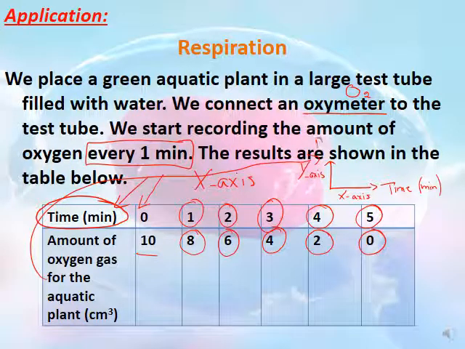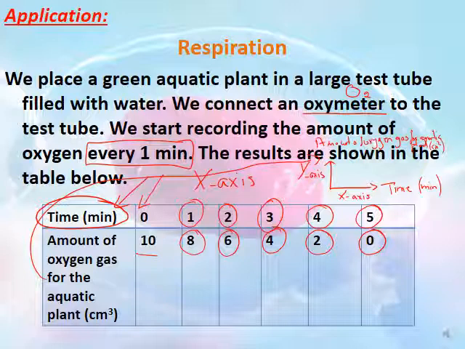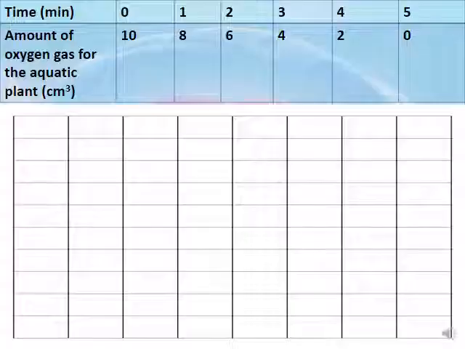The y-axis, the one below in the table, should be above in the graph. So amount of oxygen gas for aquatic plant, centimeter cube. Okay, this is the title for the axis. Okay, so let's move now to know how to draw the graph. So now we move to draw the graph.